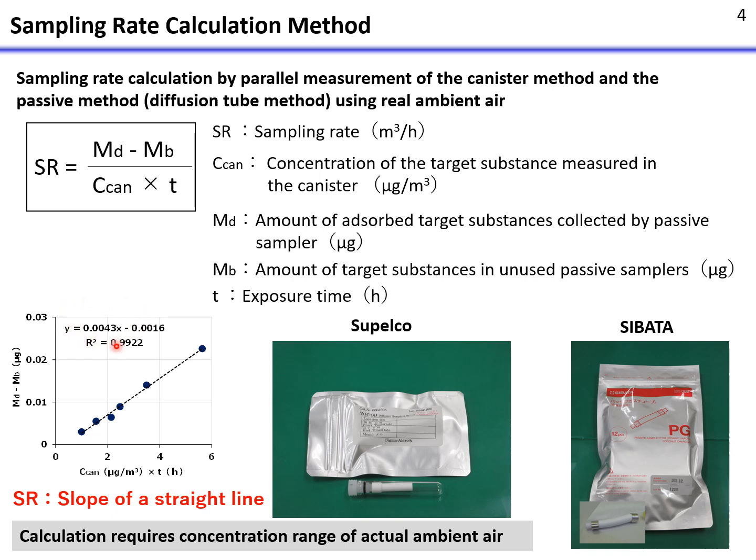This time, two passive samplers, one from Spherical and one from Shibata, were used to check the differences between the manufacturers. As a precaution, when calculating the sampling rate using this method, a range of variation of the concentration in the air is required.